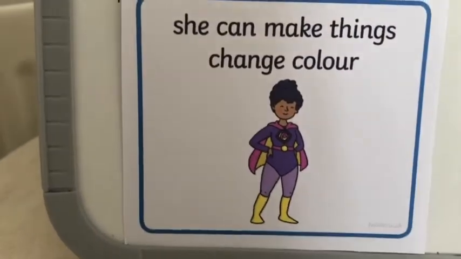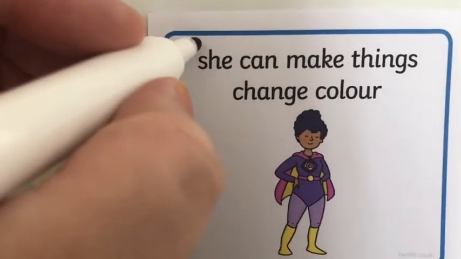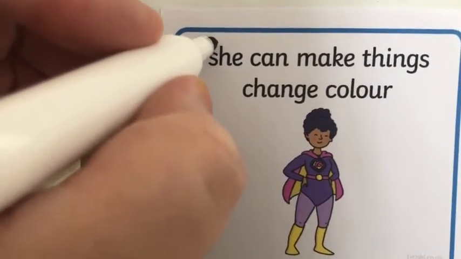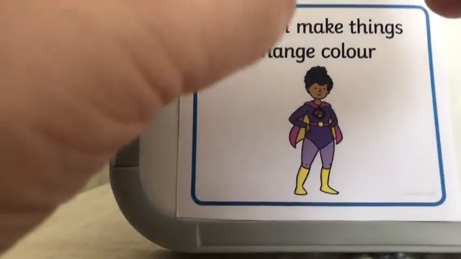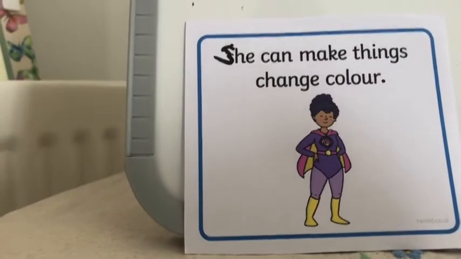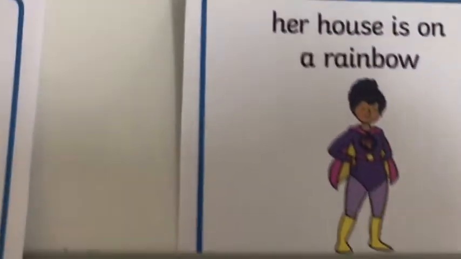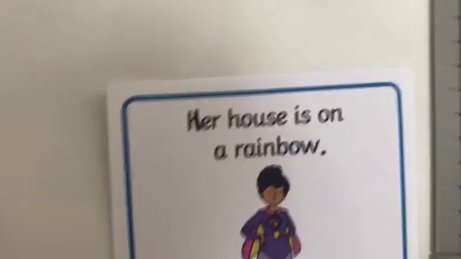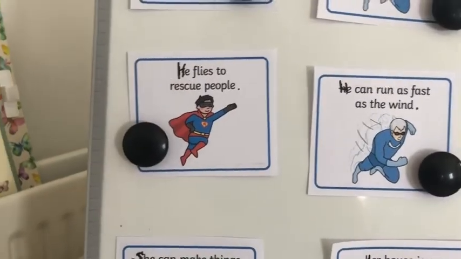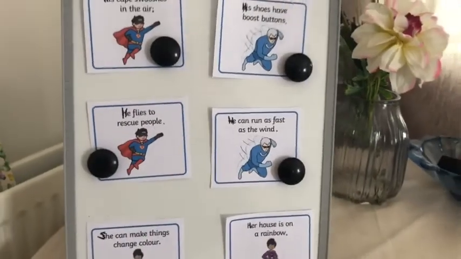She can make things change colour. So we need to change that to a capital S. Finding that tricky, hold on. Capital S and a full stop. So, She can make things change colour. And her house is on a rainbow. What a lovely place to live. So we'll make it, Her house is on a rainbow. All of those sentences put together would make a really good description of the superheroes.